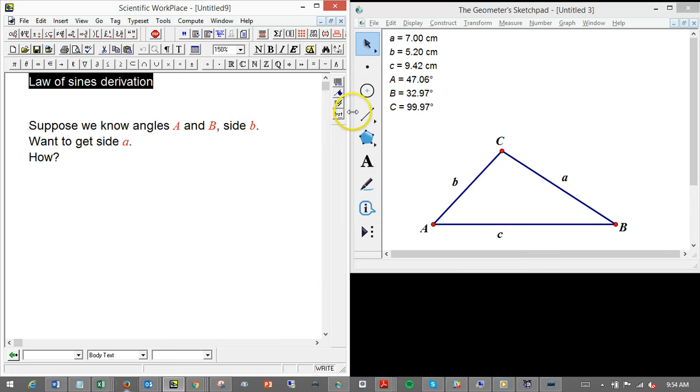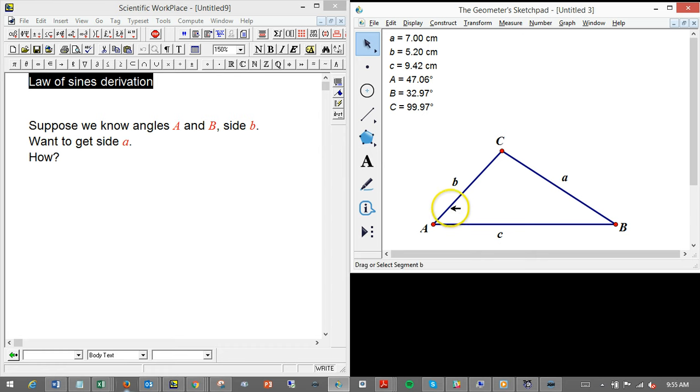So suppose we have a situation where we know angle A here and angle B, and we know just one of the sides. We know, let's say, side B. So that's the data we know, and we want to know more about the triangle. In particular, a very specific question: I just want to get side A. So first of all, is it plausible that we might be able to do that?